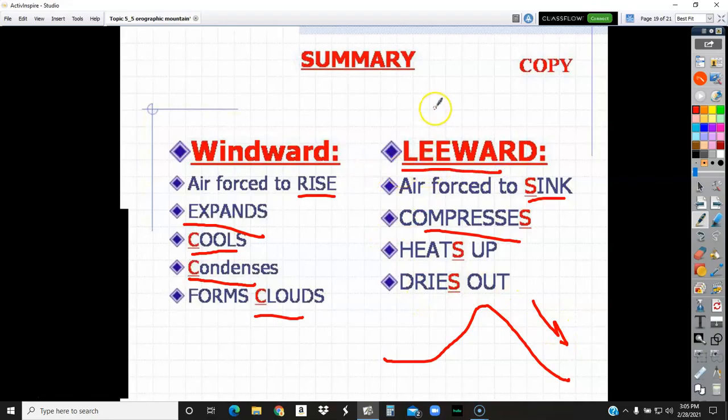Which again, in the United States, is always going to be the eastern side of our mountain ranges. And the western side is always going to be the windward side in the United States. Okay.